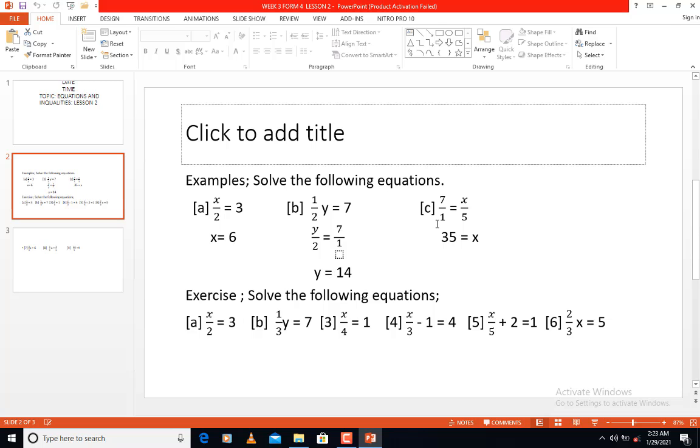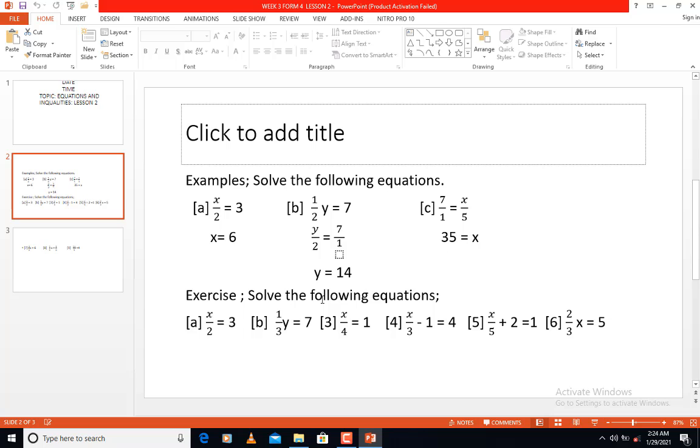Let's look at the last example. 7 over 1 is equal to x over 5. As you can see, one denominator is 1, the other denominator is 5. So in this case, we do what we call cross multiplication. Multiply 7 times 5, here you get 35. Then 1 times x, we get x. As you can see, it is now a linear equation, and at the same time, we have solved it. X is equal to 35.